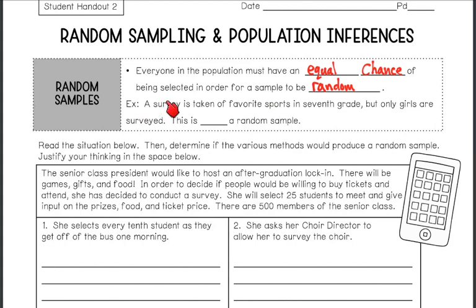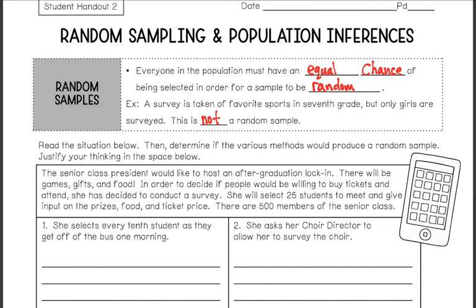So down here it says the survey is taken for the favorite sports teams of 7th graders, but only girls are surveyed. Is this a random sample or not a random sample? It's not a random sample, and the reason for that is it's only interviewing 7th grade girls. In order for it to be truly random, it has to survey a random group of people, not just specifically 7th grade girls. Now, if they surveyed randomly selected 7th graders, then yeah, it would be a random sample because it could be boys or girls.